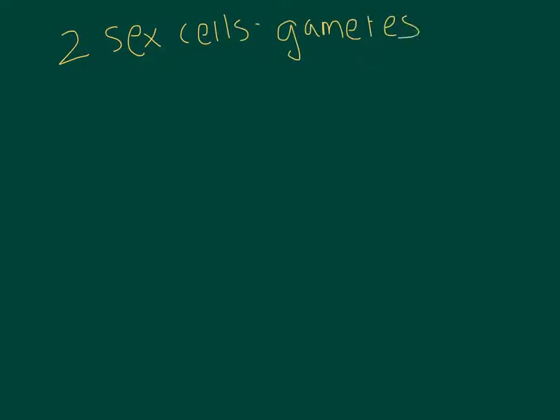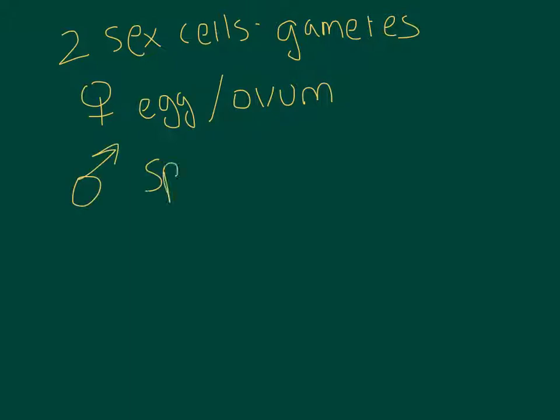So we want to start off with the fact there are two types of sex cells, and the fancy word for a sex cell is a gamete. So there are two types of gametes. In a female, there are eggs, or ovum, and in males, there are sperm. These are sex cells, they're gametes. They're also special because they're known as being 1N, or haploid.